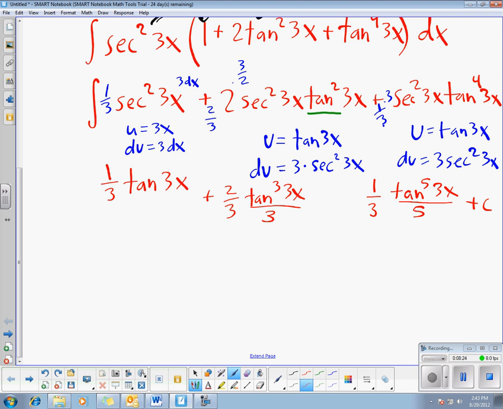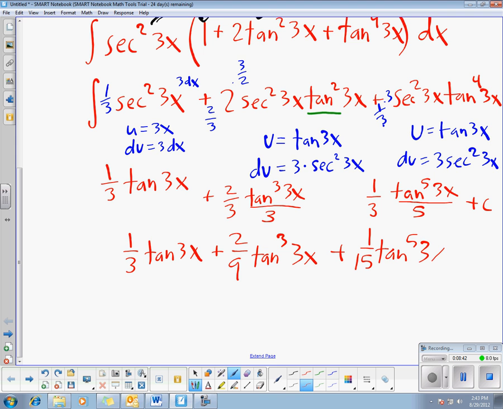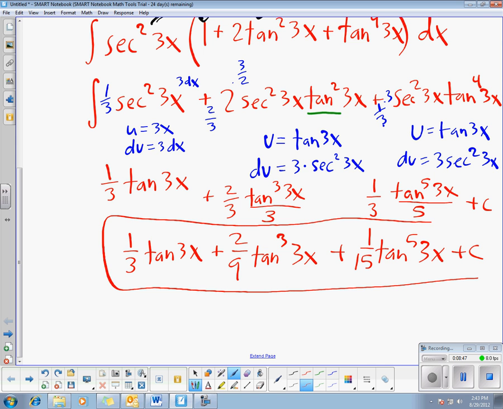And then just putting all that together and cleaning it up a little bit, I have 1/3 tan 3x plus 2/9 tan cubed 3x plus 1/15 tangent to the 5th 3x plus c. And all of that is your answer.